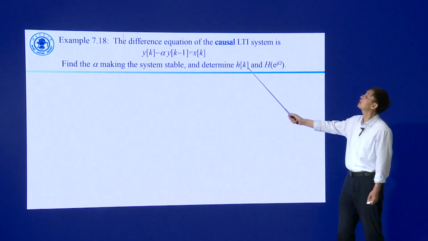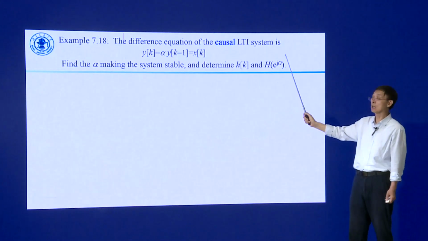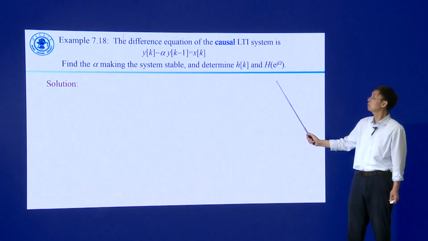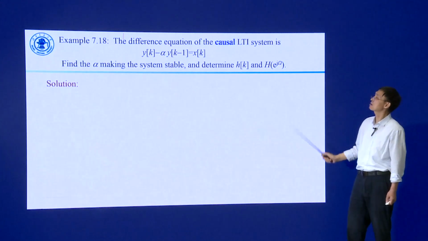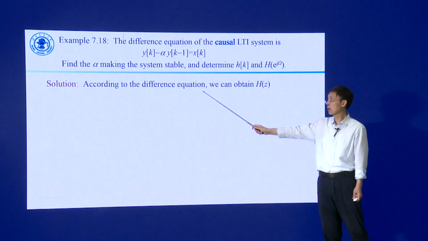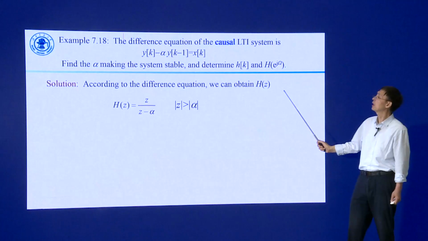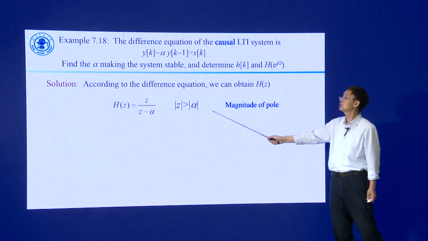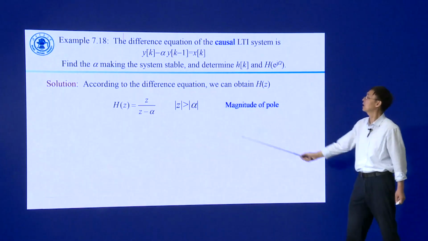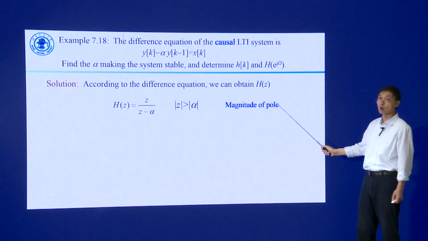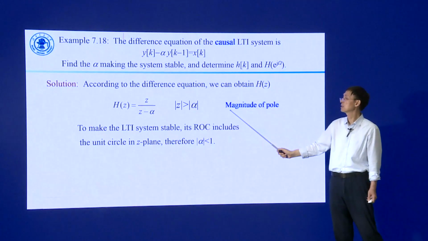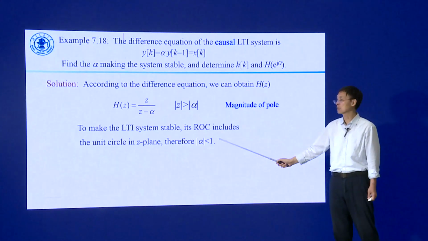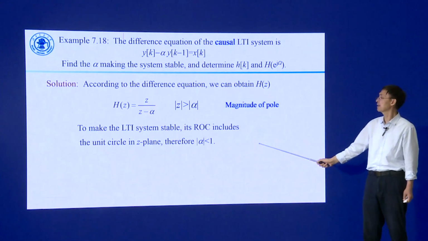Here is another example. We know the difference equation for a causal LTI system. Find the α that makes the system stable, and determine the impulse response and the frequency response. According to the difference equation, we can get the system transfer function H(z). Because this is a causal system, its region of convergence should be in this form. Here, this value is the magnitude of the pole. To make the LTI system stable, its region of convergence should include the unit circle in the z-plane, so the magnitude of α should be less than 1.